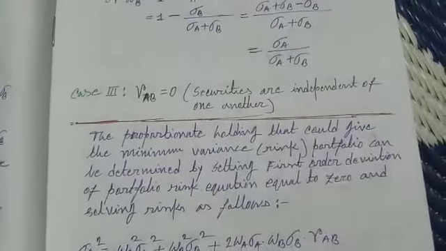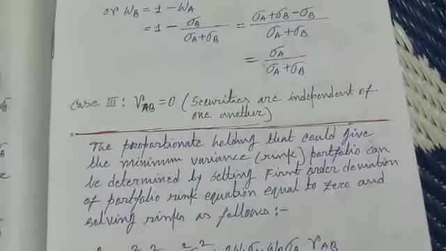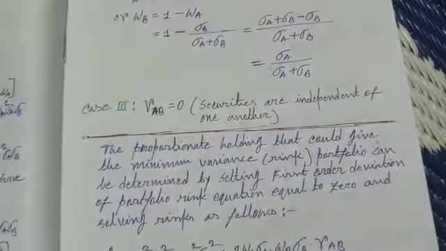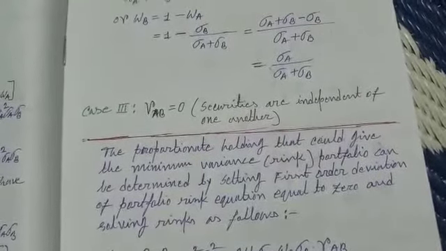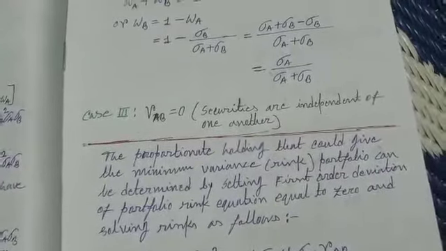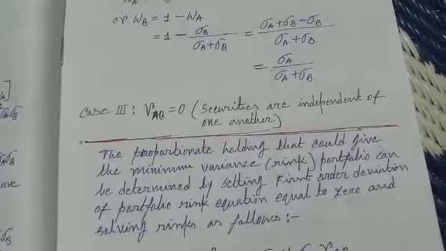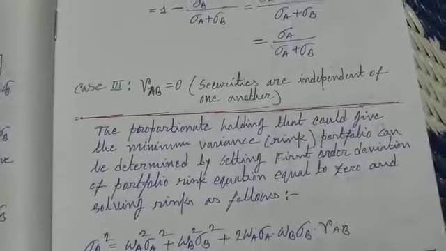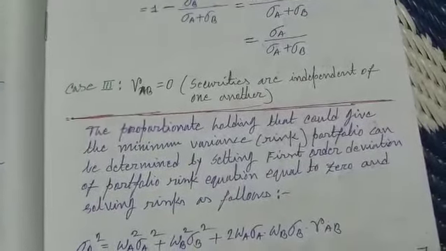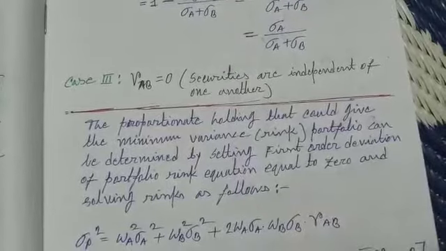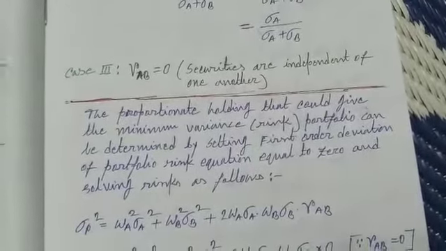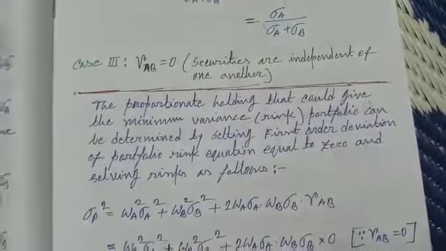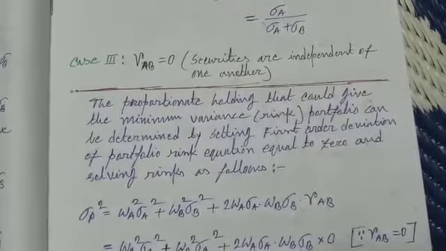Now we have case 3 where RAB equal to 0, that is securities are independent of one another. That means movement in the rate of return of security A does not affect the return of security B. So securities are independent of one another. The proportionate holding that could give the maximum variance, that means risk portfolio, can be determined by setting the first order deviation of the portfolio risk equal to 0 and solving the risk as follows.